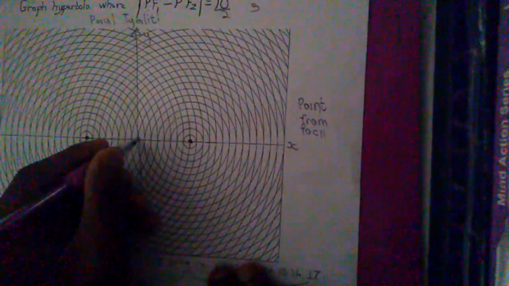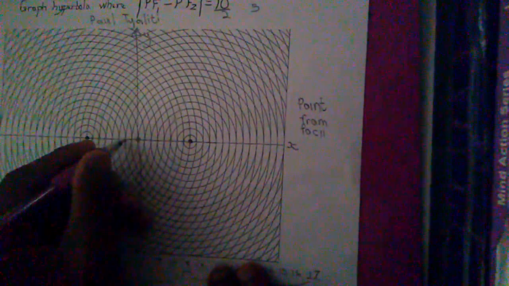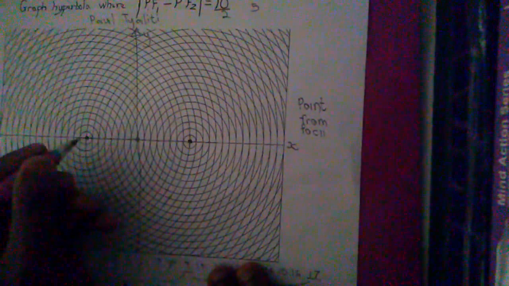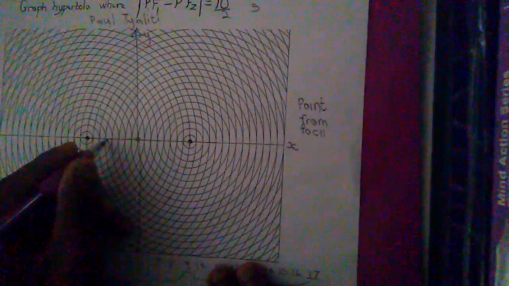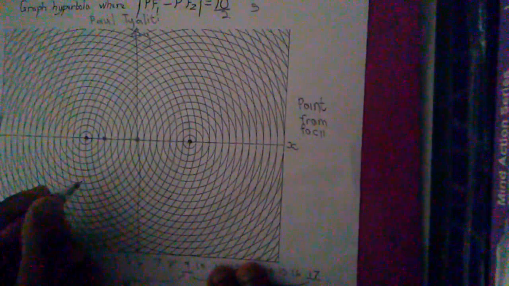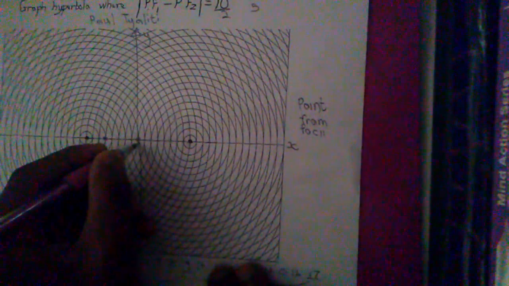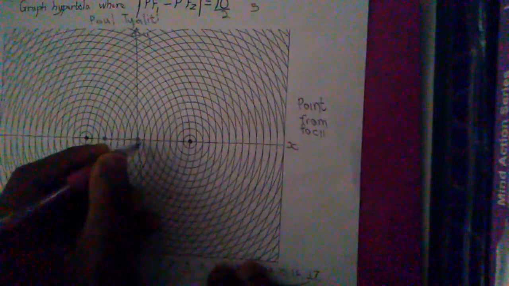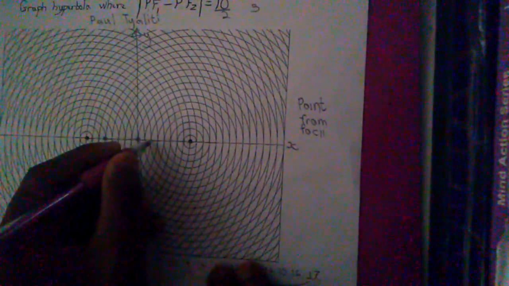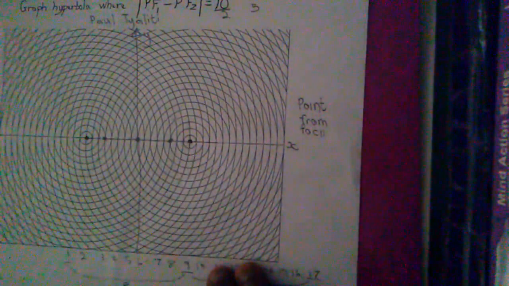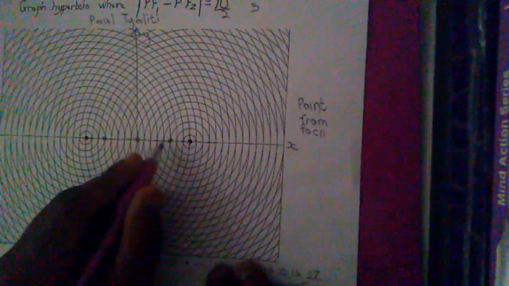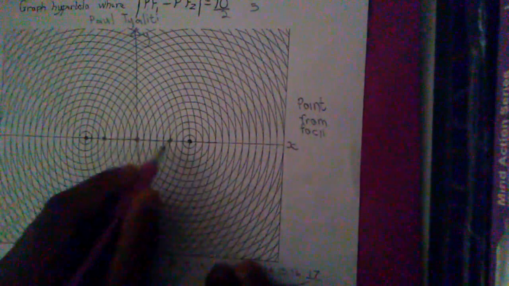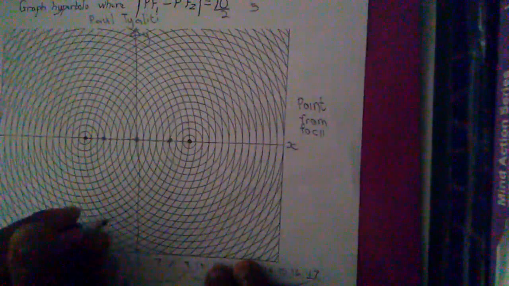And so we do it like that. So 1, 2, 3, 4, 5. From there, this point over here is our vertex 1, and then from there we count 5 units away to the right, so it's going to be 1, 2, 3, 4, 5. So this is going to be our other vertex. So these 2 points are our vertices within this hyperbola.